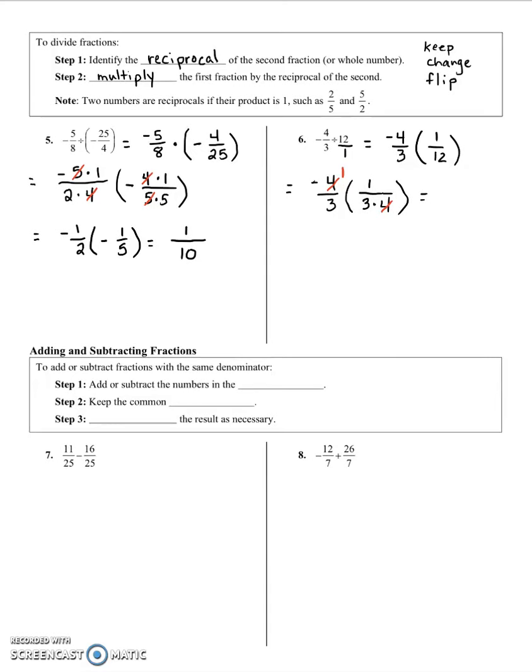So we have -1 times 1 gives us -1. Divide by 3 times 3 is 9. So we should have -1/9. So that's how we divide fractions. Now let's talk about adding and subtracting fractions that have the same denominator. So to add or subtract fractions, as long as the denominator is the same, we add or subtract the numbers in the numerators.